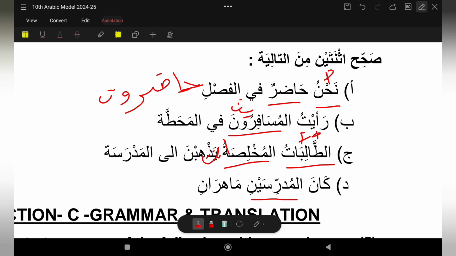Here look, mudarrisin is muthanna, dual. We have studied the i'rab of muthanna. The i'rab of muthanna is that it gets the nominative case with alif and nun, and the accusative and genitive cases with ya and nun. So look here, kana, we have studied its function. Kana's ism will be in the nominative case. So the nominative case is given with alif and nun. So you have to say mudarrisani. And also mahirani, that is also wrong, because it is the accusative case. The accusative case should be with ya and nun.